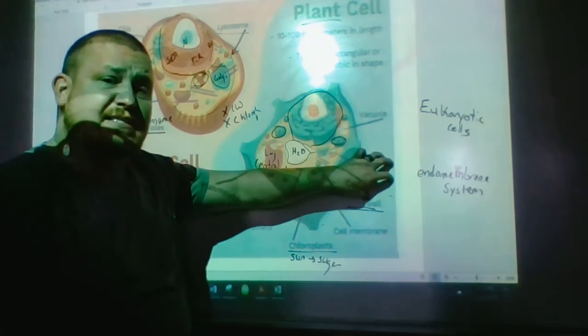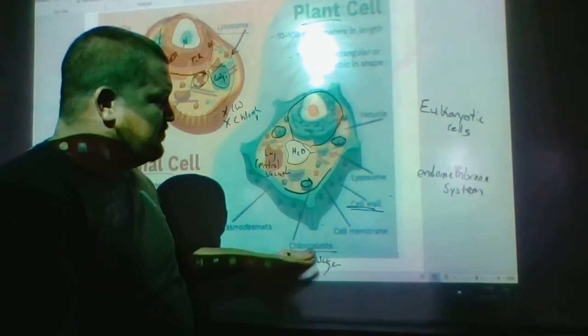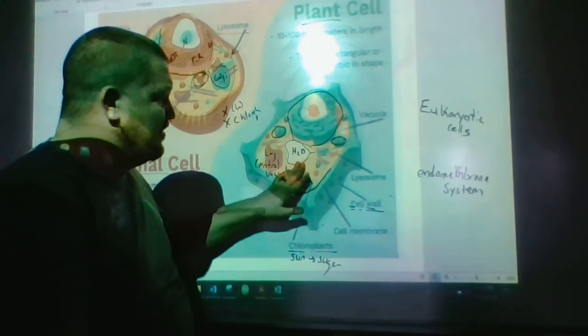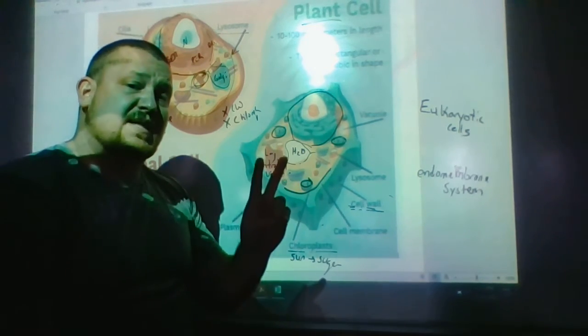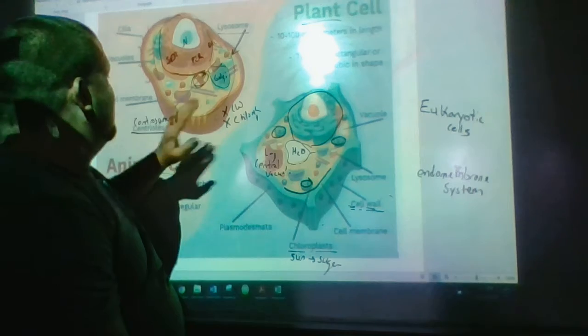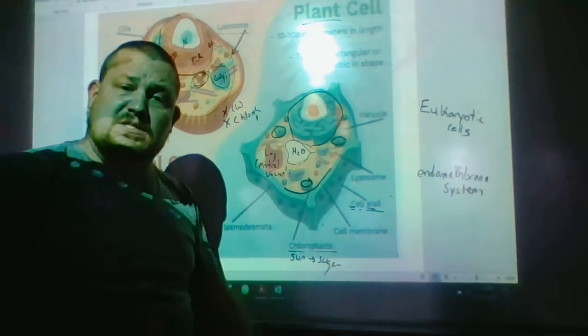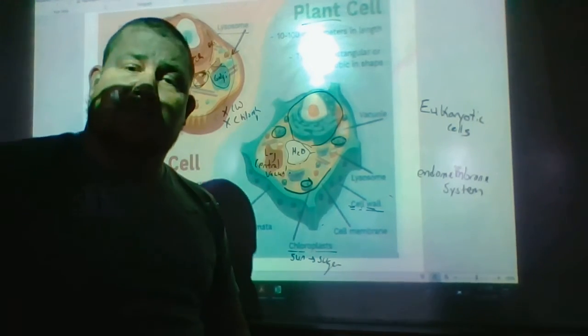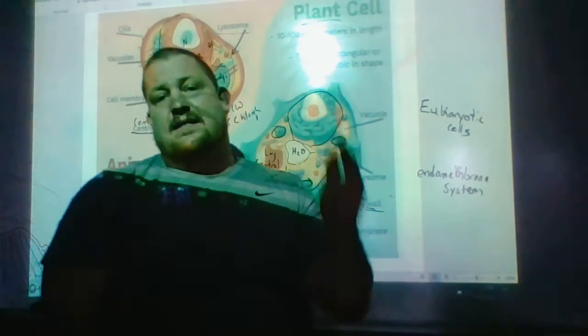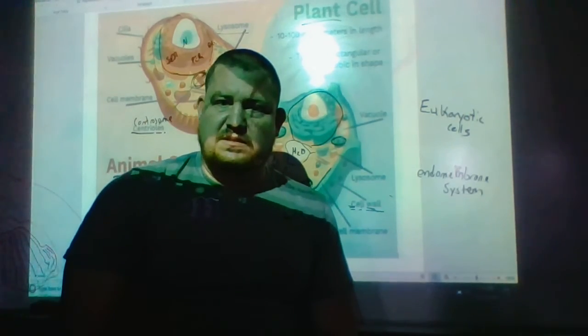So plants have three things animals don't have: chloroplasts, cell walls, and a large central vacuole. Animals have two things that plants don't have, which is lysosomes and centrosomes. And then centrosomes hold the centrioles if you want to go that far. That's it. Plants versus animals.